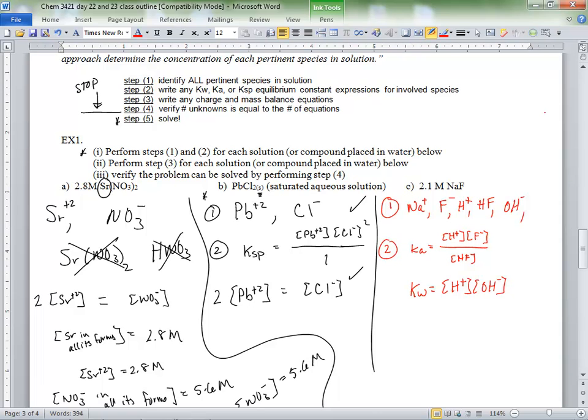KA you do when you see a conjugate base. Yep, or a weak acid. And then a KSP you do when you see 2 things that could form a solid. Well, here, yeah. It has to be an insoluble solid. But we didn't write a K. Oh, we did write a KSP for that. Yeah. Okay, now we need to write charge balance. So go ahead and write the charge balance.